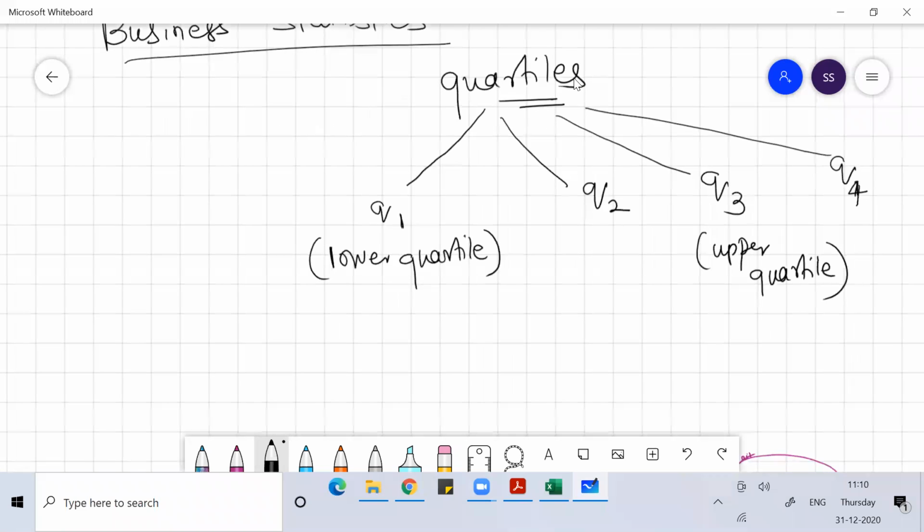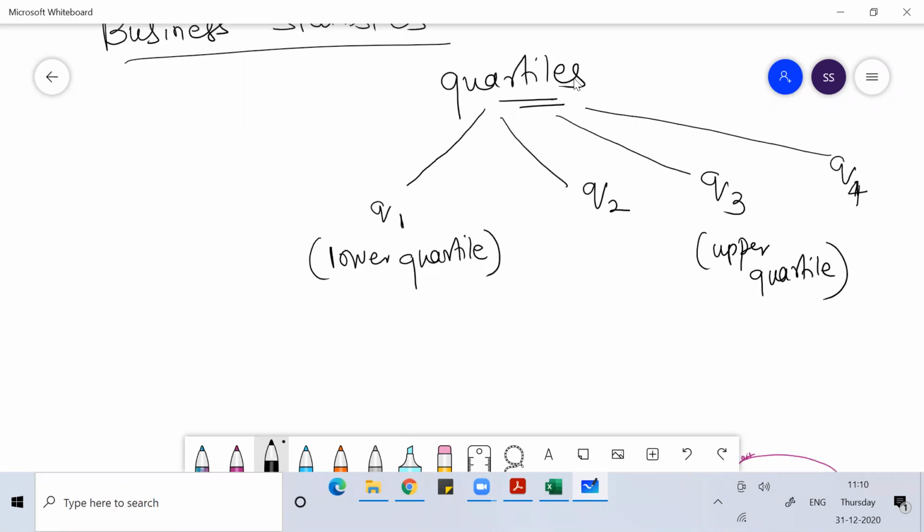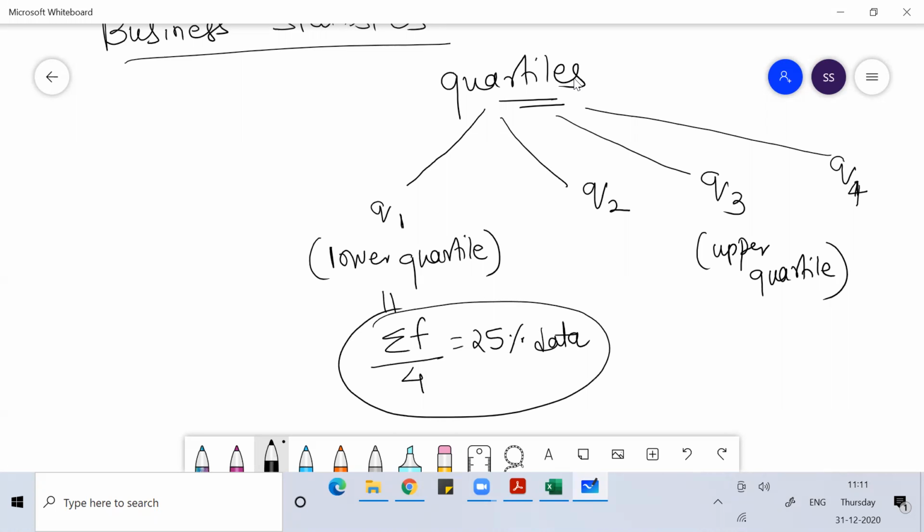We'll talk about them. When I'm talking about Q1, Q1 basically represents 25% of the data. So whenever I say Q1, it basically means 25% of the data, which we call Q1. Then what is Q2? Q2 basically means 50% of the data. Where the 50% of data lies, that is nothing but the median only. Median we have already studied, so no need to study median again. So when I say quartile 2, it means median only.